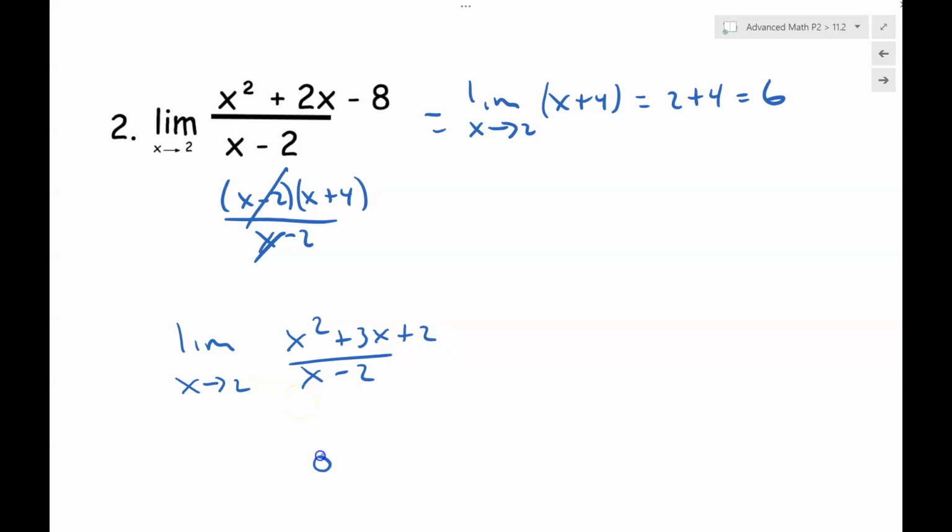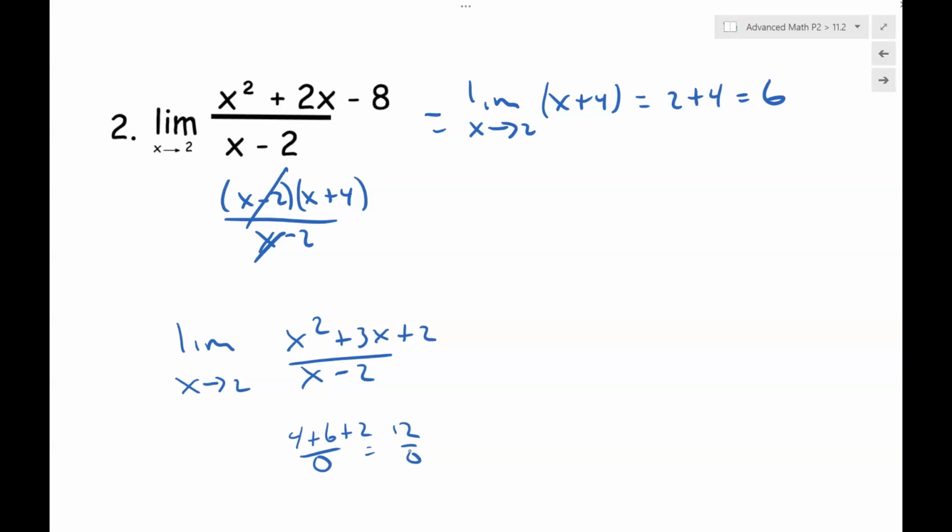So we do get a 0 on the bottom. And on top, I'm going to get 4 plus 6 plus 2. So it's going to give me 12 over 0. So what's that mean since I got 12 over 0? Well, it means that there's no common factor. I'm not going to divide it out to do direct substitution and solve. But it also tells me something. It tells me that what's happening here is an asymptote.